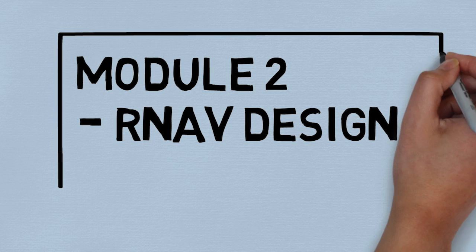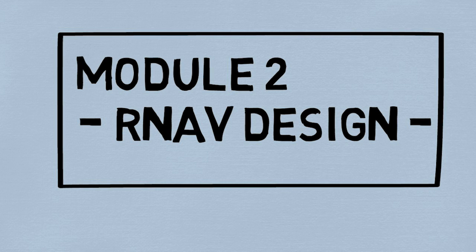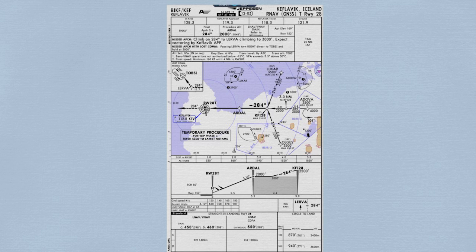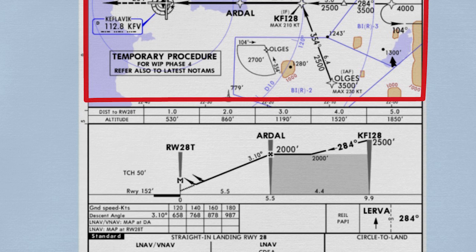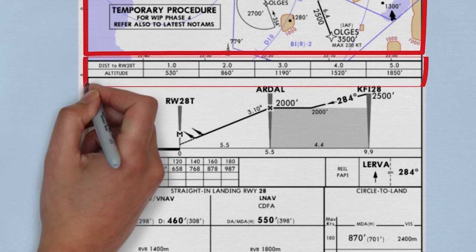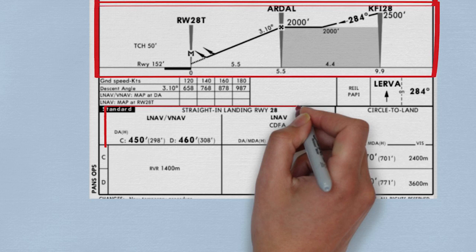In this module, we're going to examine some typical RNAV approaches and derive what makes them special or different. A good starting point is analyzing a typical RNAV approach and to abstract some key elements. We will look specifically into special notification, the lateral profile, the height to distance, the vertical profile, and the operating minima.